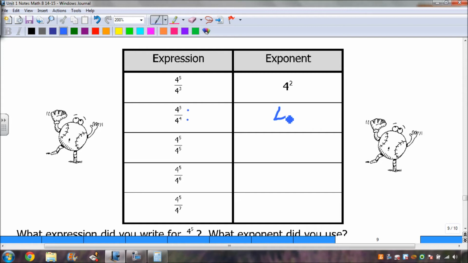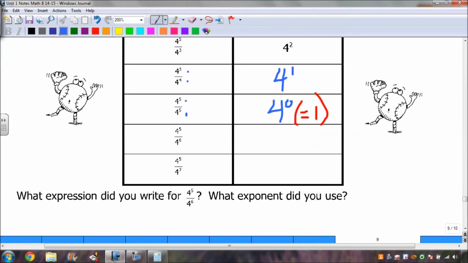So you end up getting 4 to the 1st power, okay? And then in the next expression, you end up getting 4 to the 5th power divided by 4 to the 5th power. Subtract your exponents, you get 4 to the 0th power. Hopefully you can fill in for me what number this is equal to. And hopefully you know that it means that it's equal to 1, okay?